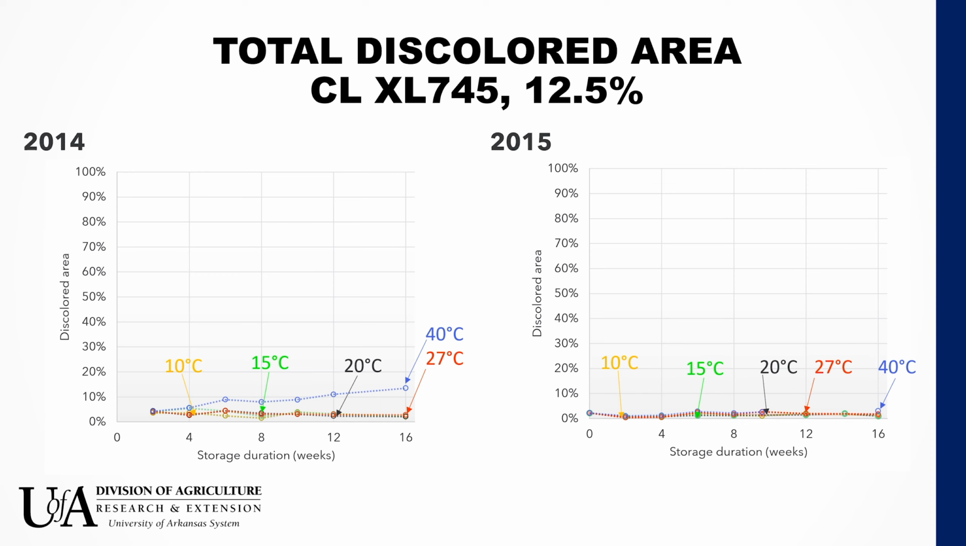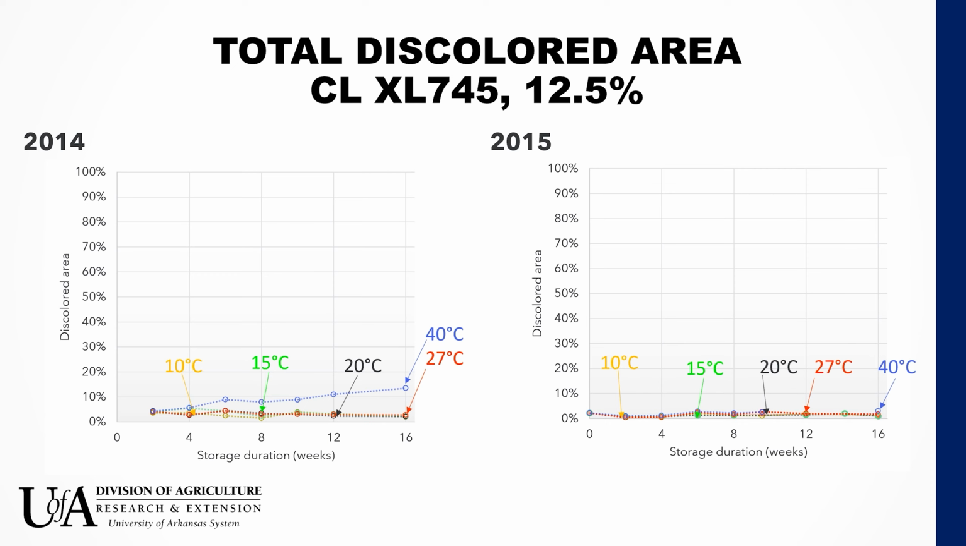Very clearly, we can see a very significant influence of temperature here. We can maintain that grain color significantly if we reduce or minimize the storage temperatures. 10 to 20 degrees Celsius would still maintain the grain color significantly all the way up to 16 weeks. For both years, we see the same result.